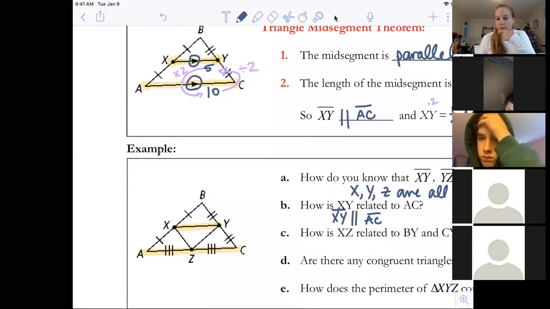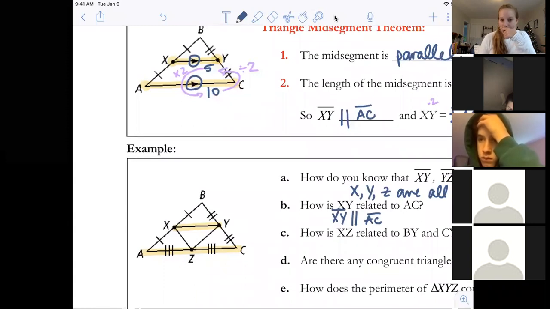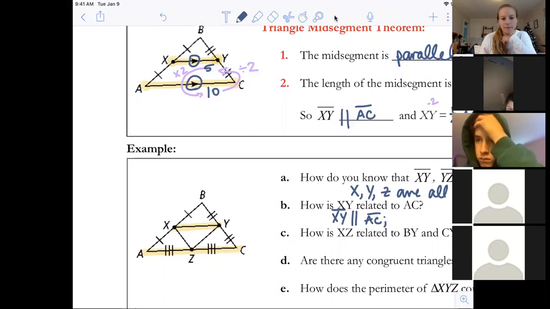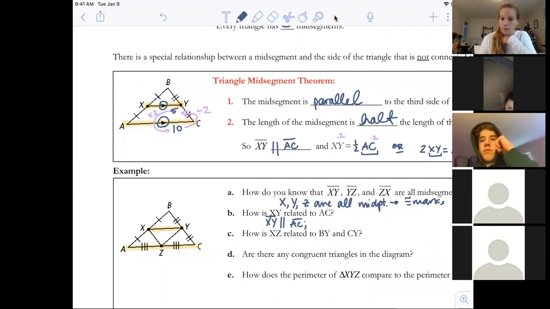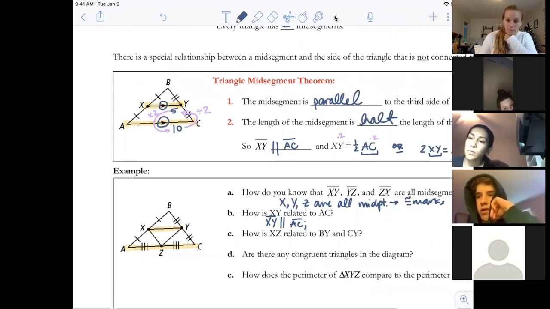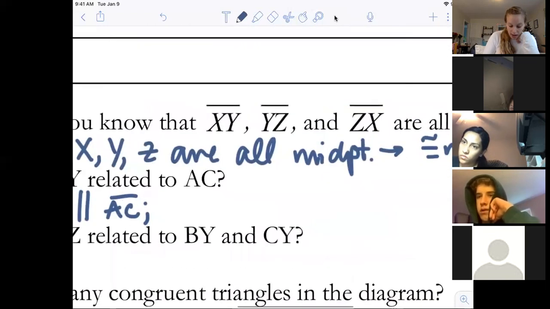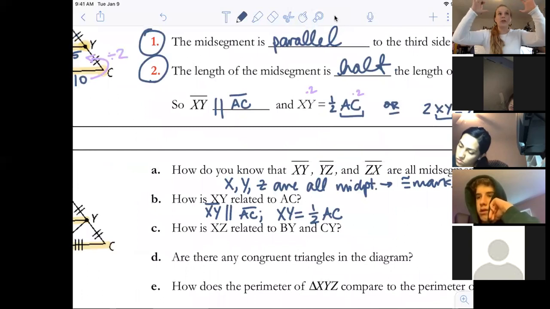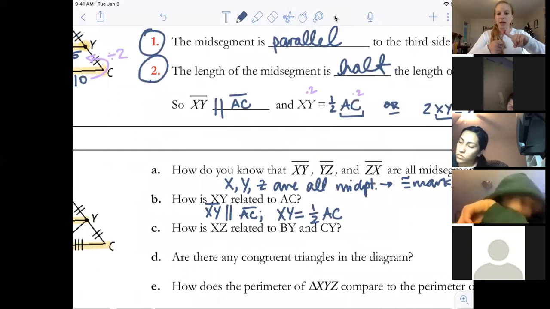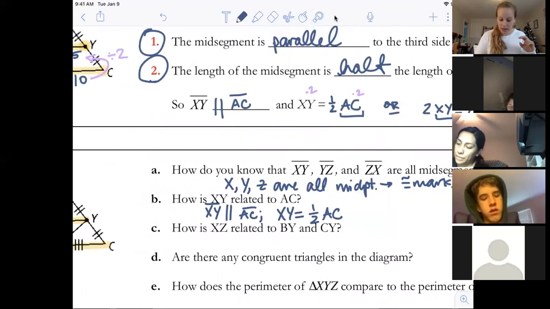Good. What's the second thing I'm looking for? Anybody? How else are XY and AC related? XY is equal to half of AC. Very good, Donna. Griffin reminded us of the first part of the theorem, and then Donna looked back and saw the second part, so she knows that XY is equal to one half of AC. That's the big overriding idea I'm teaching you today: mid-segments are parallel to the opposite side and are one half of the opposite side.